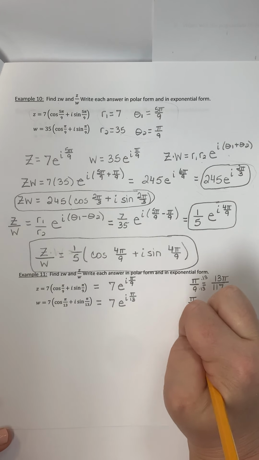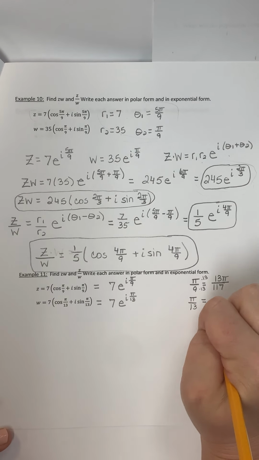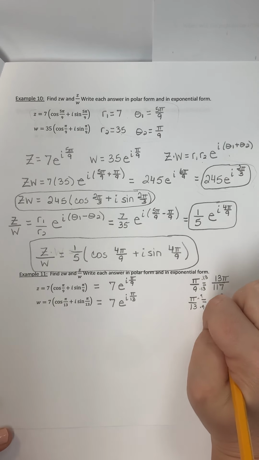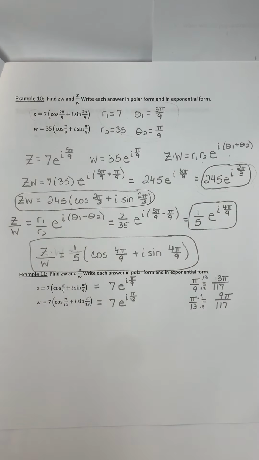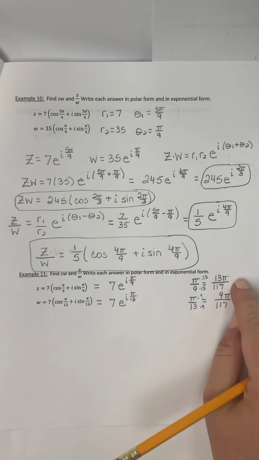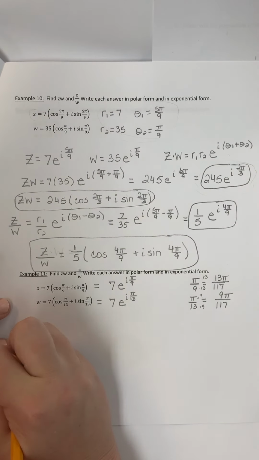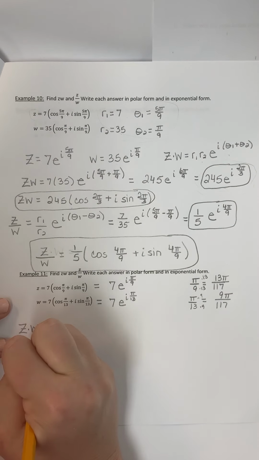If I take pi over 13, multiply him by 9 top and bottom, I get 9 pi over 117. Okay, so from this point on, I'm going to use these thetas in place of these, just because that way they have a common denominator. All right, let's look at z times w.